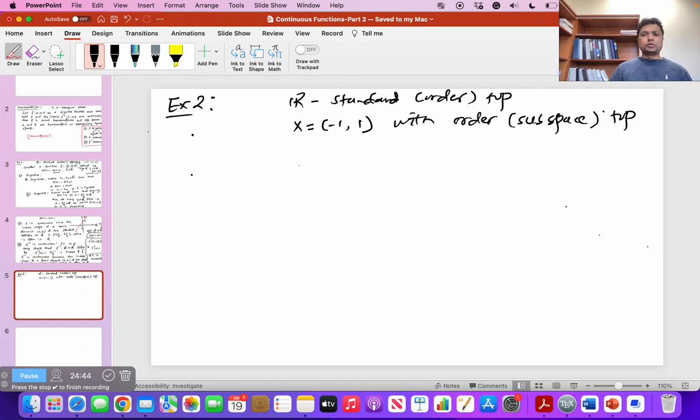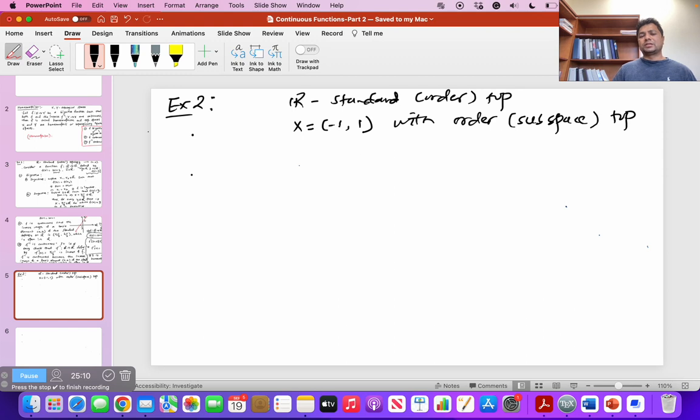So we have two topological spaces. One of them is R, the set of real numbers with the standard or order topology, and the other one is a subset of R, which is negative 1 to 1 with the subspace topology. If you find the subspace topology on this interval and also the order topology on this interval, they are the same topology.